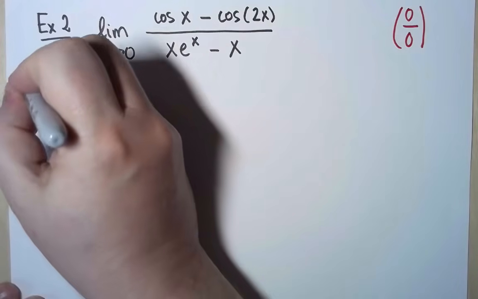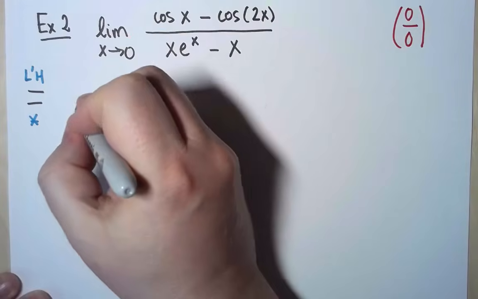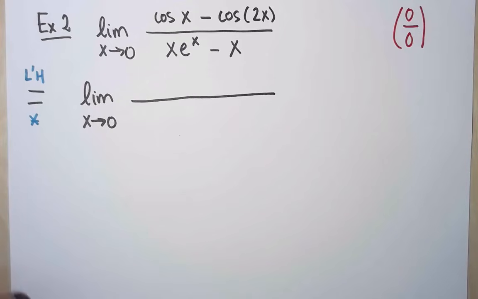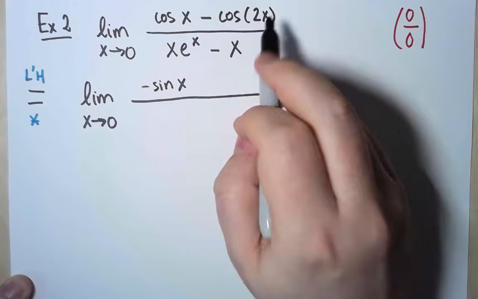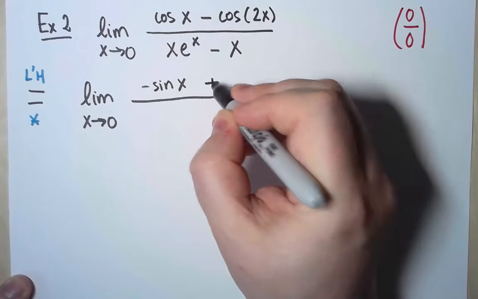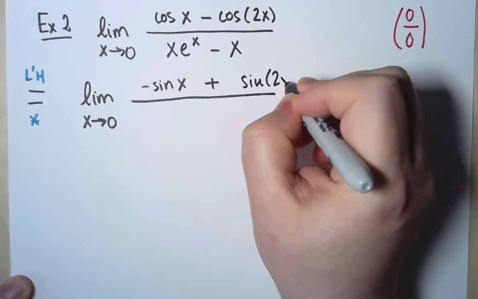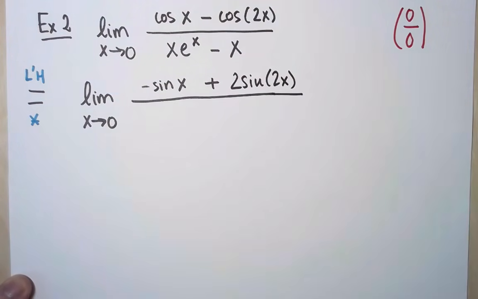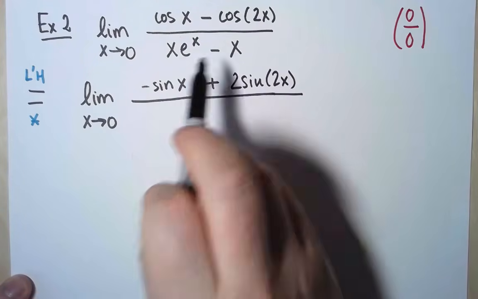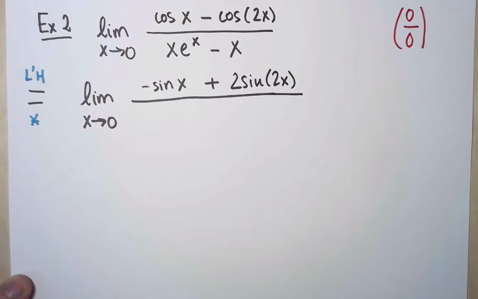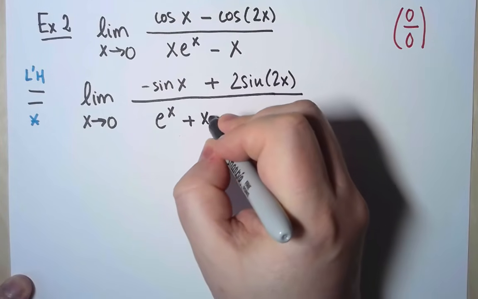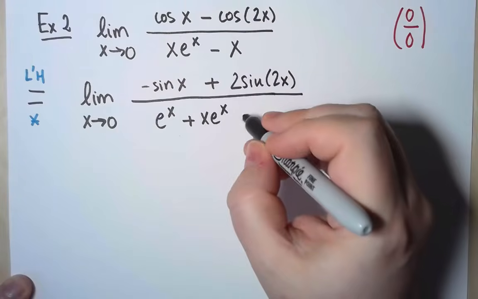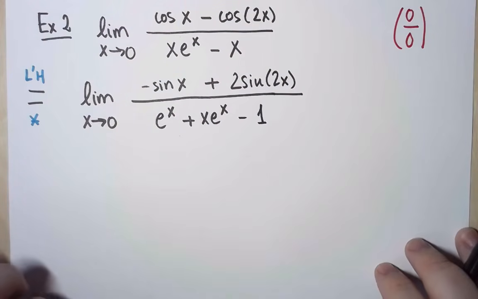And I am reminding myself I am using L'Hopital. So I get the limit as x approaches 0 of, in the numerator, the derivative of the numerator. The derivative of cosine is minus sine, and the derivative of minus cos 2x is plus sine 2x times 2. In the denominator, I take the derivative of the denominator. I have to use the product rule on x e to the x. Its derivative is 1 times e to the x plus x e to the x, and the derivative of minus x is minus 1.